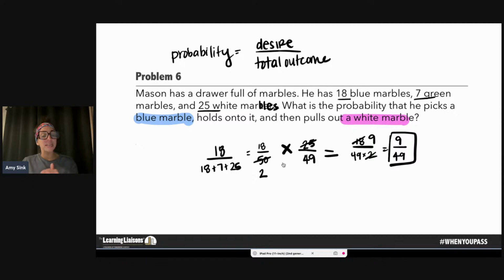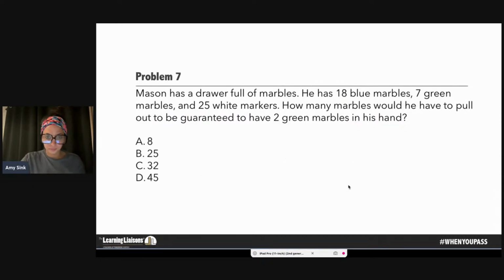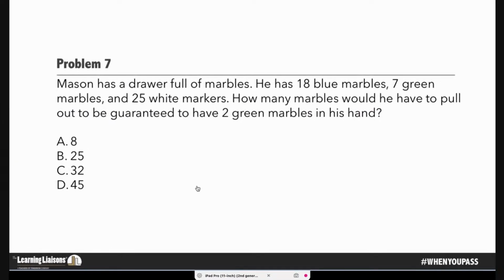The next problem is a very similar problem, so let's go ahead and look at it. Mason still has a drawer full of marbles. He has 18 blue marbles, 7 green marbles, and 25 white marbles. How many marbles would he have to pull out to be guaranteed to have 2 green marbles in his hand?